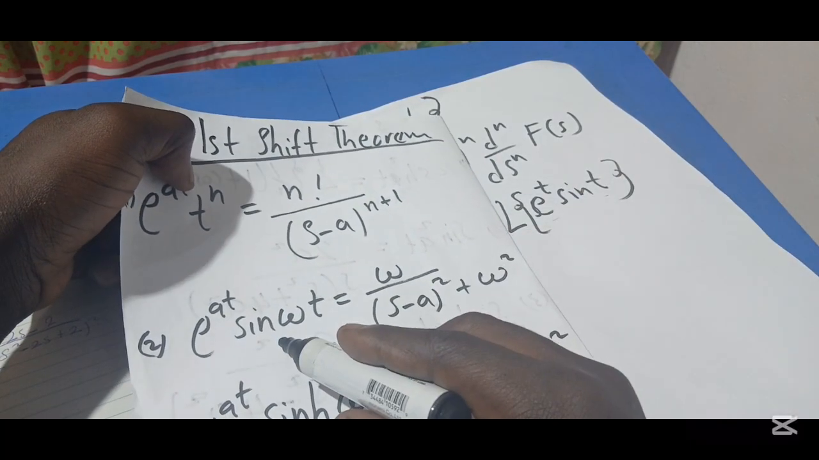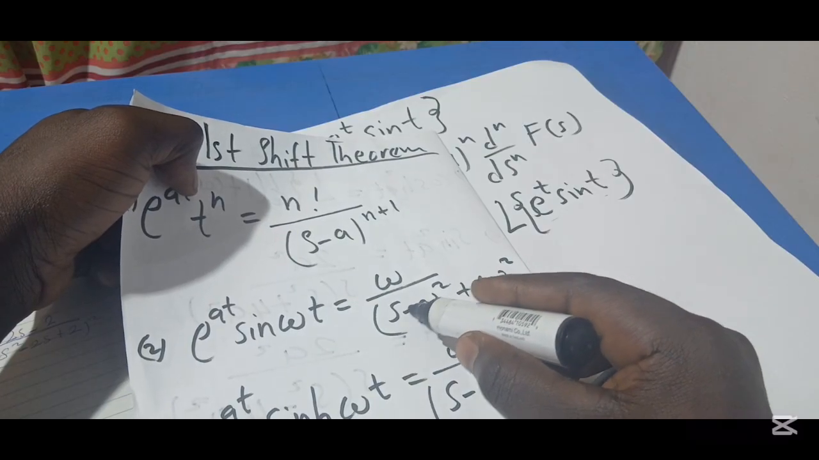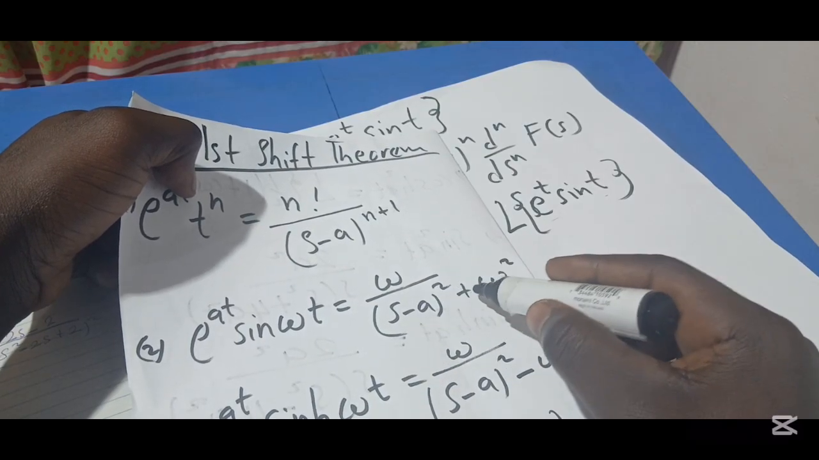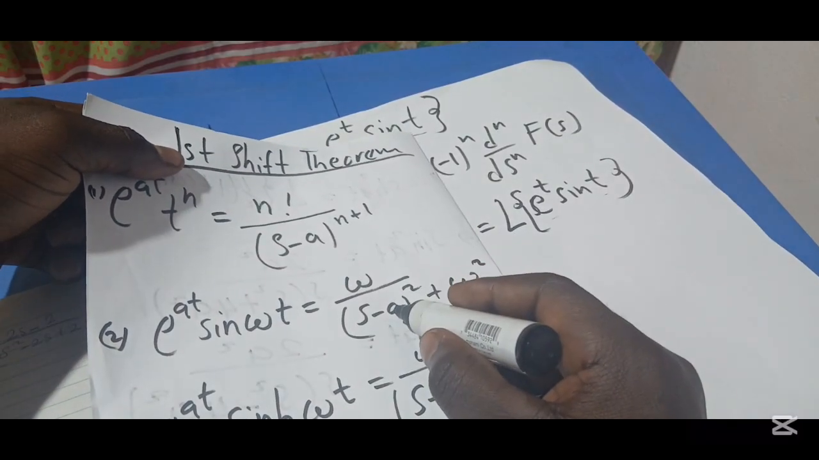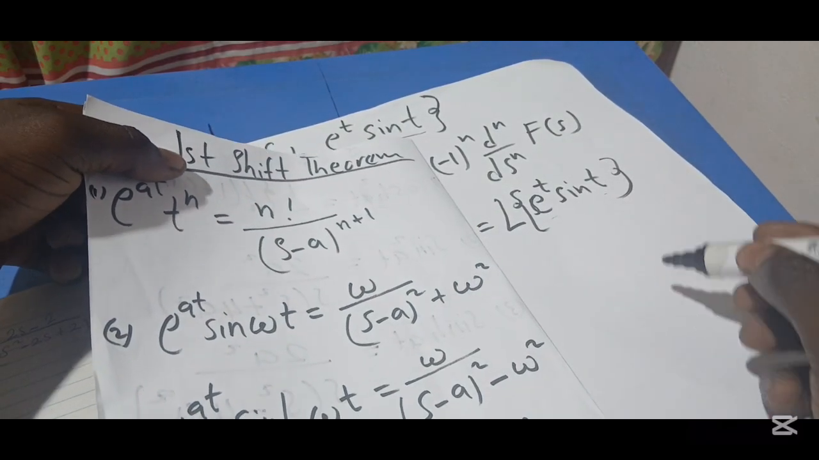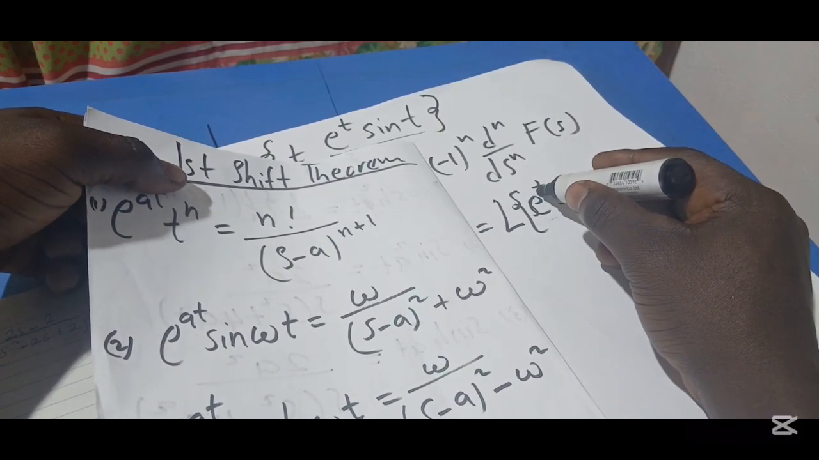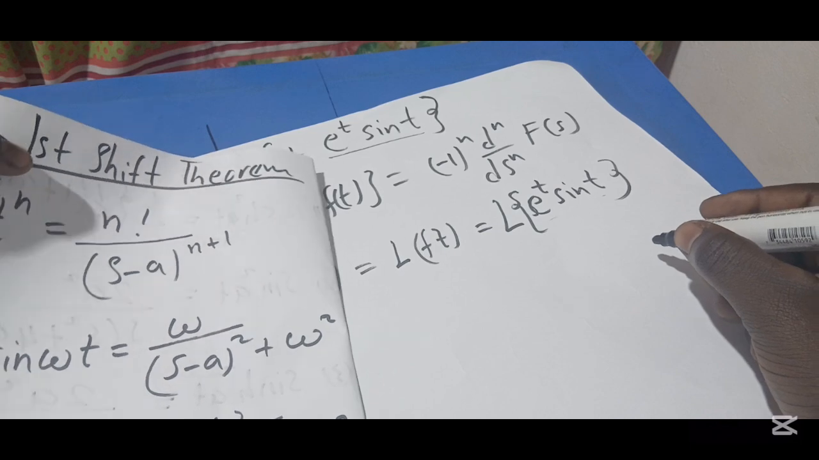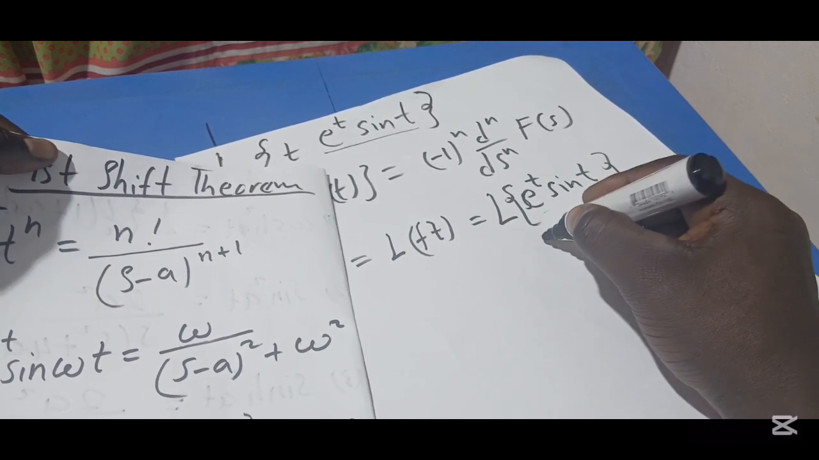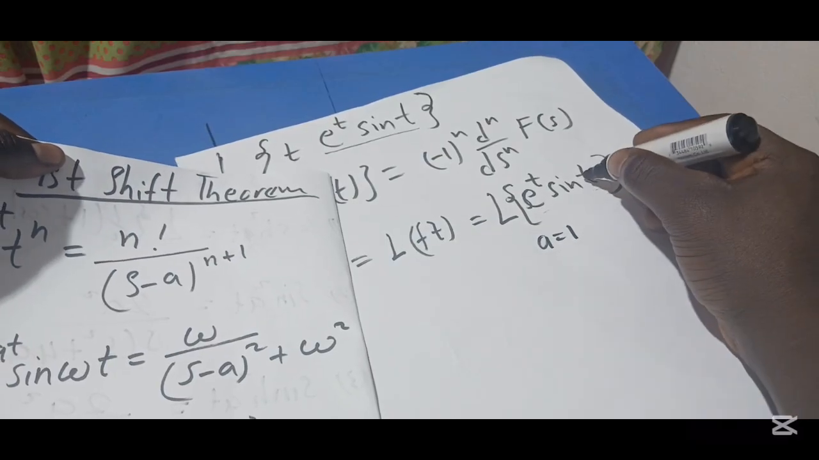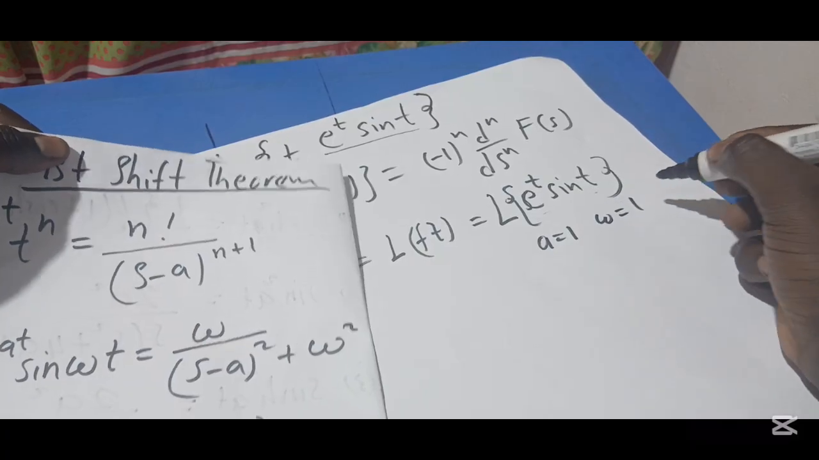So this is from the first shift theorem. So we have omega over s minus a to the power 2 plus omega squared, right? So now what we need is the value for a and the value for omega. Omega will come from the sine function, a will come from the exponential function. So at this point, we know that the exponent of t is 1, so a equals 1. And here, there's no number indicating that omega is also 1, right?